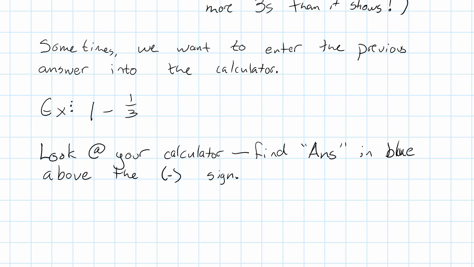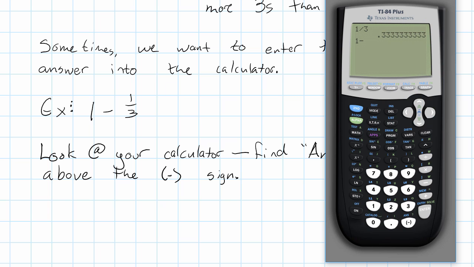So look at your calculator very carefully, and do you see the little ANS in blue above the negative sign? Any blue label on the calculator means that's what's going to happen if you press the second key. Do you see the big blue key in the upper left corner? That gives you the second function of any of the keys. So if I hit the second key and then the negative key, that brings up ANS, which is the result of the previous calculation.